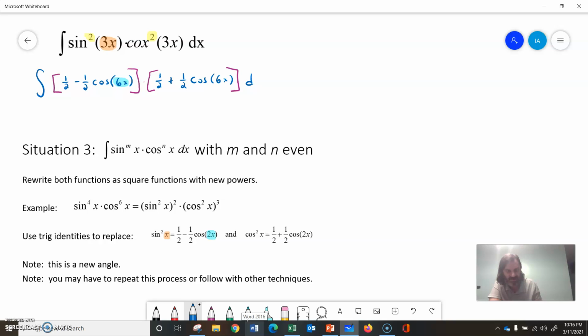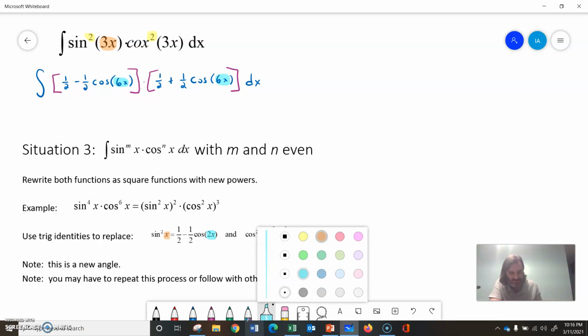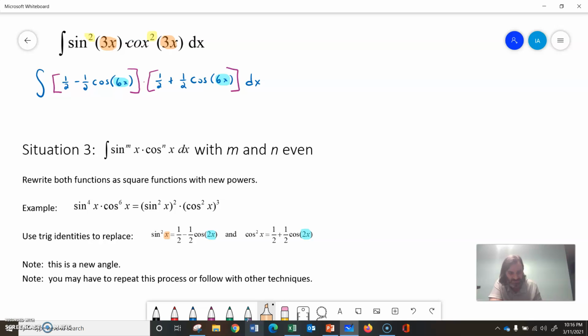So let me highlight those as well. So the 6x is the double angle, just like the 3x was the normal angle. So whatever angle you have to the square power is going to be doubled when you reduce that power. Now the bad part here is we're going to have to fold that out. So let me see if I can do that as I move it.